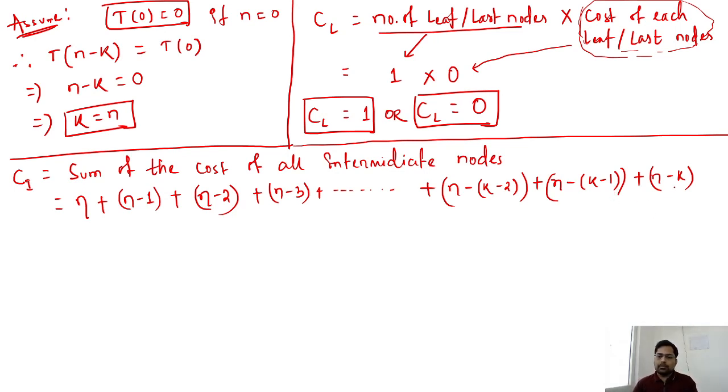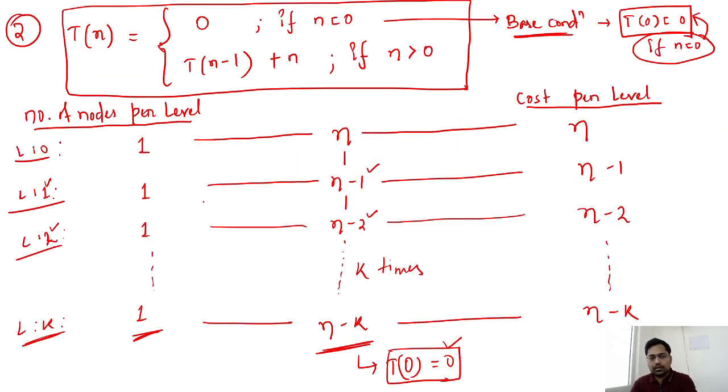Suppose you are putting the value of 3 to get level 3 or level 2, how much cost will be added? Suppose at level 2 you are writing k. So as per the iteration which we discussed, if you do not know how iteration will work, you can check the previous videos or previous lectures. It is clearly mentioned there.